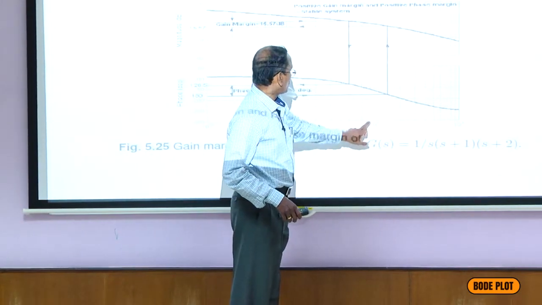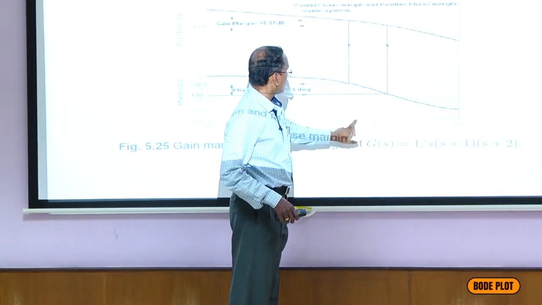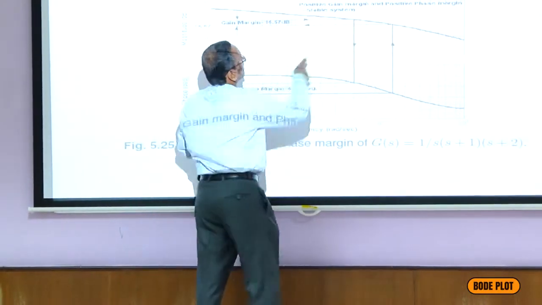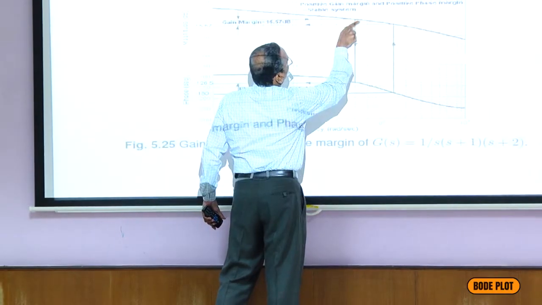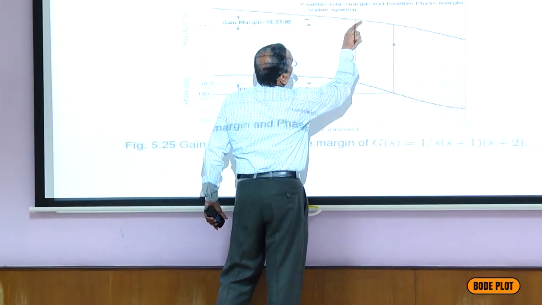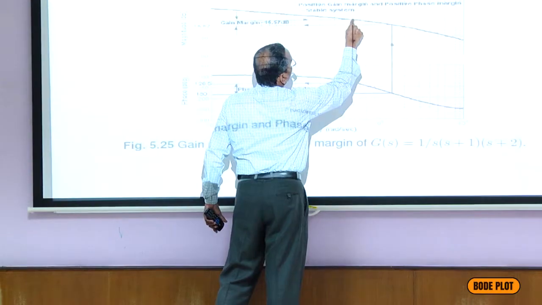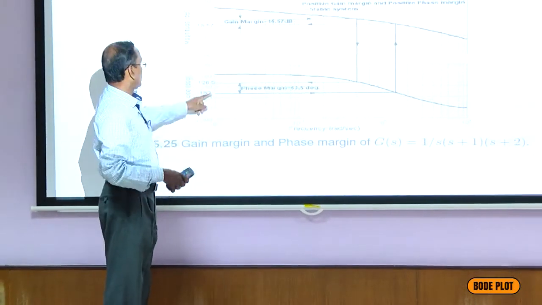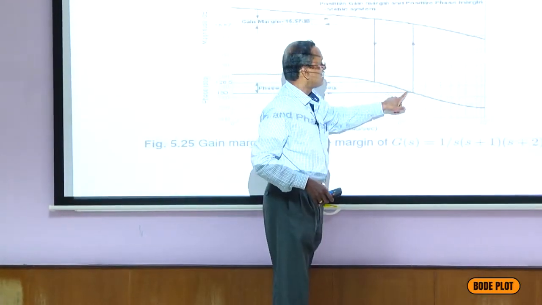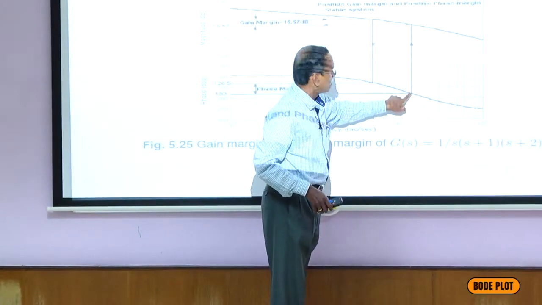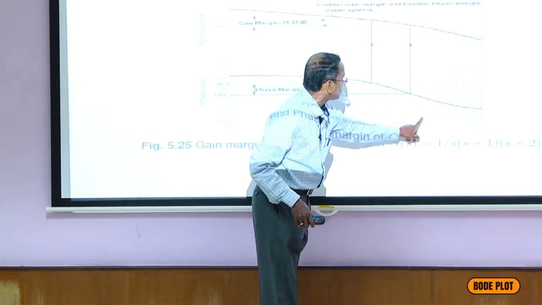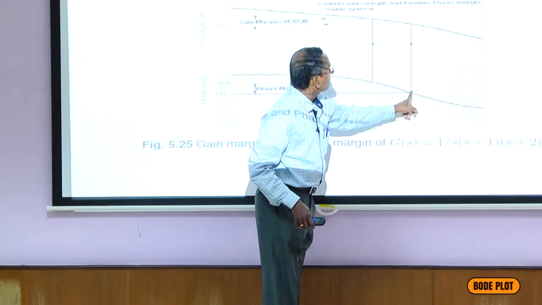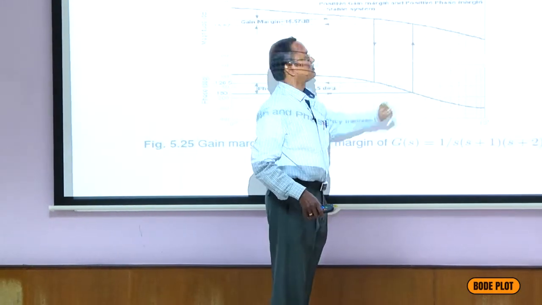This is 1, so 0.9, 0.8, 0.7, 0.6, 0.5. 0.5 is the gain crossover frequency because at 0.5 it crosses 0 dB, that is magnitude 1. Let's say this is the gain crossover frequency. What is the phase crossover frequency? Where it crosses 180. The phase plot is crossing 180 here. The frequency at this point, that is 1, this is 2, maybe 1.5. So 1.5 is the phase crossover frequency.